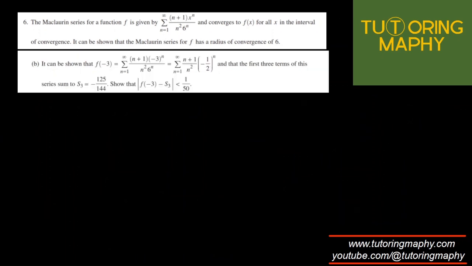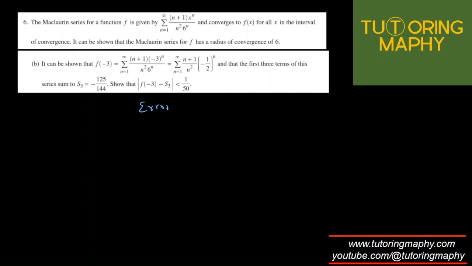Part B talks about it can be shown that f of negative 3 is this, which can be simplified with this, and that the first three terms of the series sum is this. We have to show that the absolute value of f of negative 3 minus s3 is less than 1 over 50. Don't you think that they are talking about the error? Because we know that f(x) is nothing but the sum of this series. It converges to f(x), right? So we have f(x) as the actual sum, s3 as the partial sum, and the absolute value of the difference denotes the error, right?